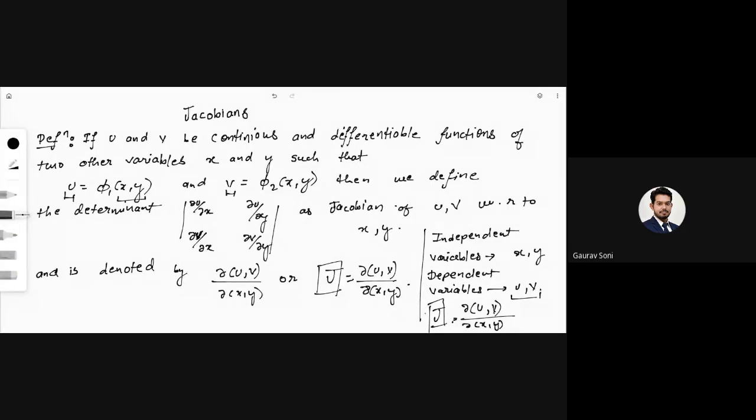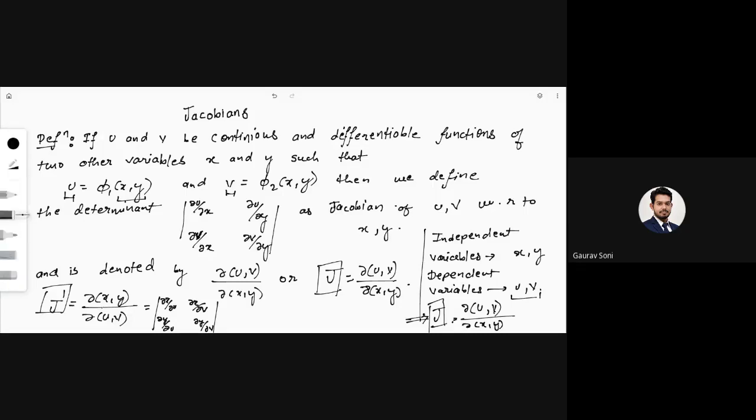Why am I stressing more on this J? Because J dash will be equal to Jacobian of xy with respect to uv. So the difference is now you are going to take the determinant: partial derivative of x with respect to u, partial derivative of x with respect to v, partial derivative of y with respect to u, partial derivative of y with respect to v. So you can see that J and J dash are a lot different.